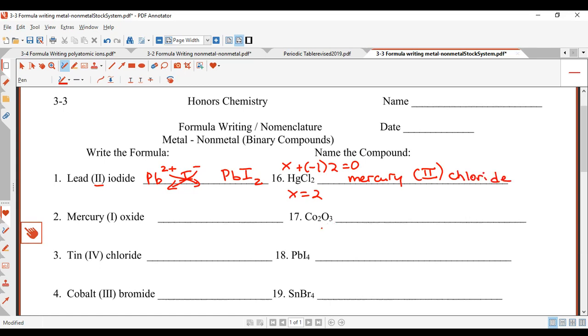If we look at the next one, we see the oxygen has a charge of negative 2, which we know. There's 3 of them. So since there's 2 cobalts, what times 2 would make this equal to 0 for this to be true? X would have to equal 3. So this would be cobalt(III) oxide.